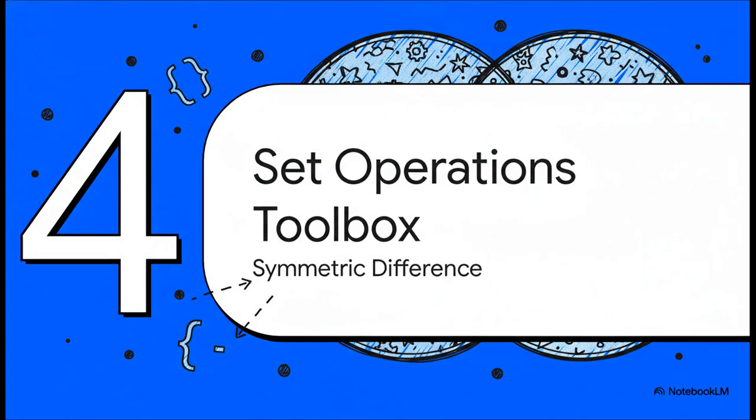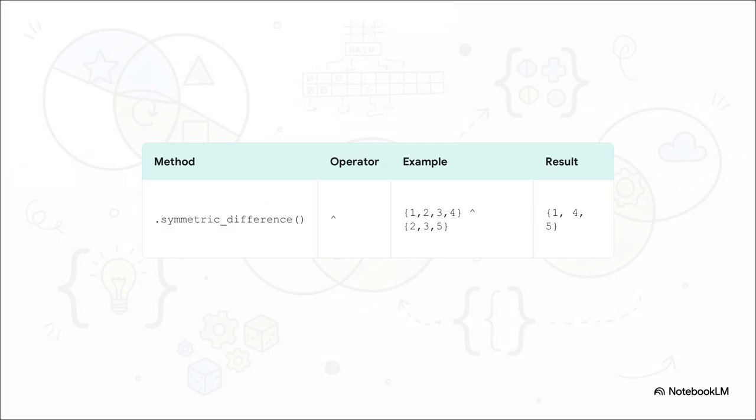But what if you want the total opposite of intersection? What if you want to find everything that isn't shared between two sets? For that, there's the symmetric difference, and you can get it with this little caret symbol. Now this one is really cool. It gives you all the elements that are in one set or the other, but specifically not in both. It finds all the unique items on the fringes of both collections.